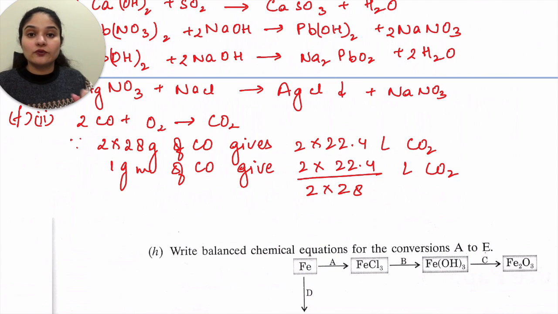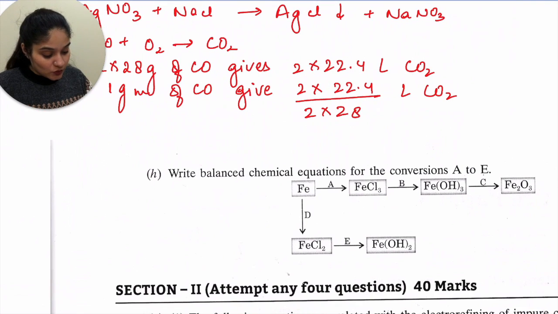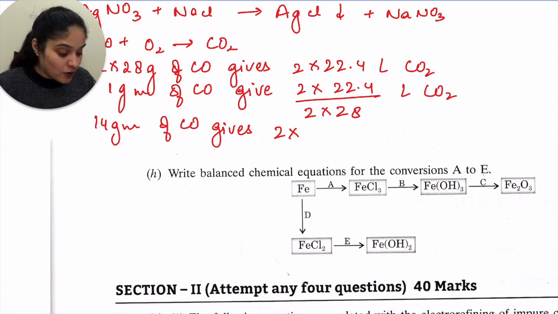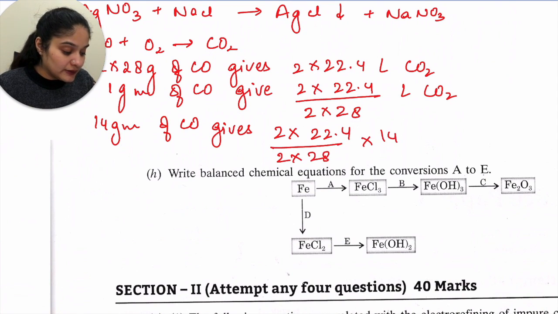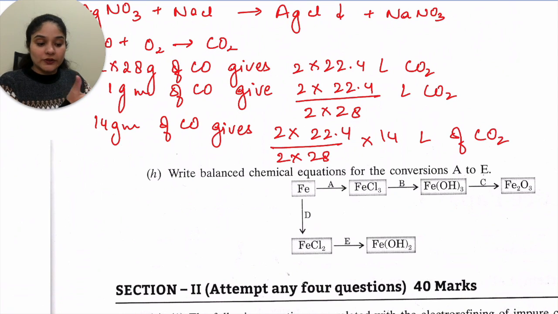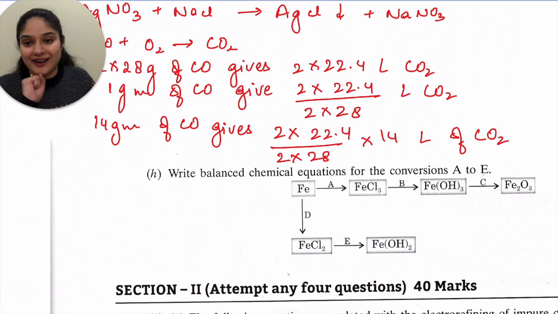It is asking for 14 grams. So now 14 grams of carbon monoxide gives me, just multiply this by 14. So 2 times 22.4 divided by 2 times 28 times 14 liters of carbon dioxide. And once you solve this further, that gives you the final answer.